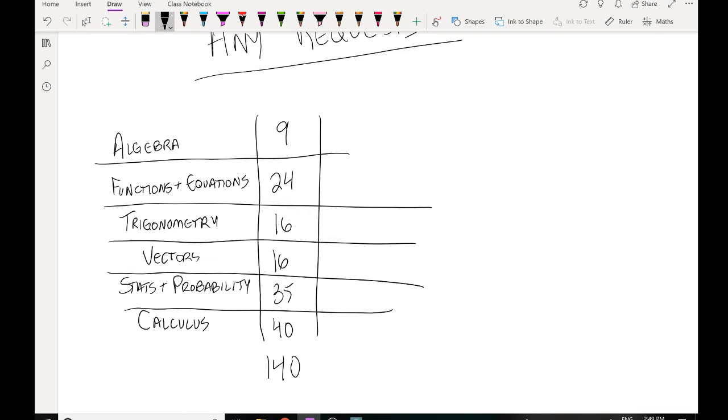And so if we were to take that and divide up all of those, it gives you a sense of what percentage of the exam is going to fall into each category.